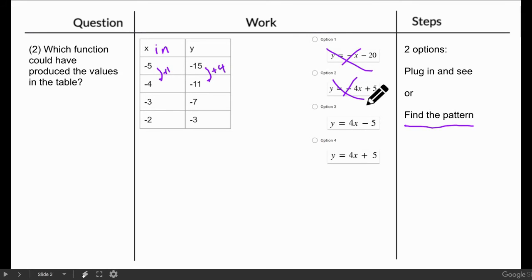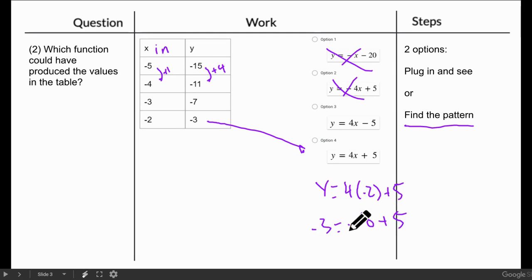Now we could just plug in one of these values here to see which one it is. Because if we plug it in here, y equals 4 times negative 2 plus 5. So we have 4 times negative 2, which is negative 8, plus 5, which is negative 3. So that means that we have this option here as our correct function.